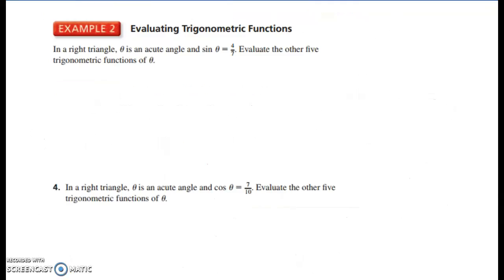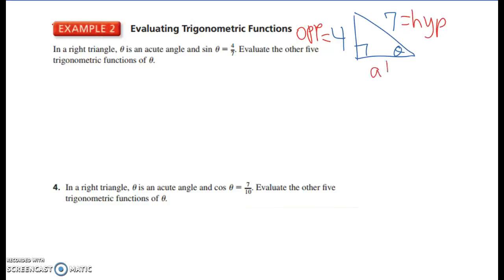For example 2, we have to draw our right triangle. So I'm going to draw a right triangle going this way, and we need to figure out what our sides are. So sine is my acute angle, so we can put sine down here, okay, or the angle, and it's opposite over hypotenuse. So the opposite is 4, the hypotenuse is 7. We need to calculate the adjacent side. So let's label our sides. This is my opposite, this is my hypotenuse, and this is my adjacent.